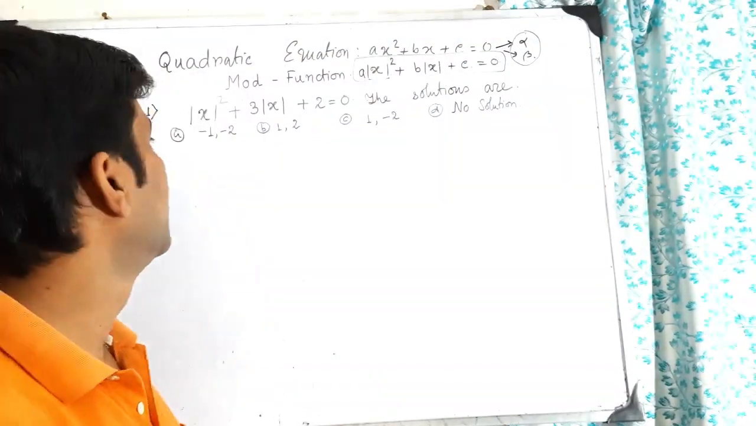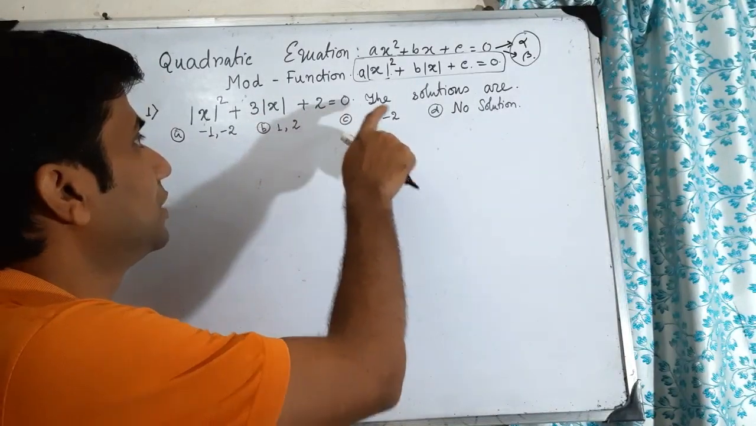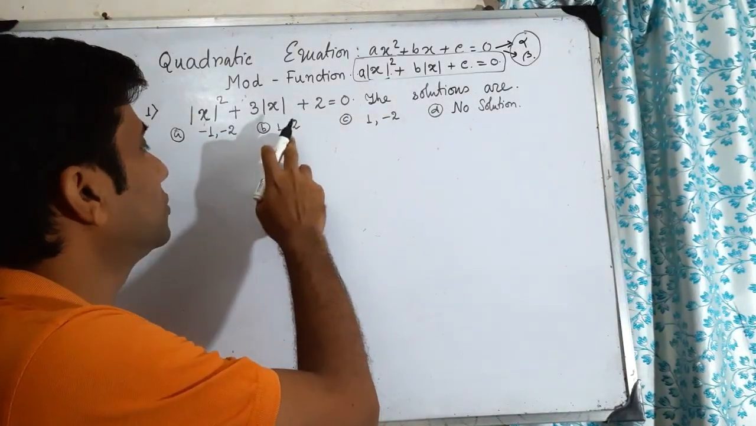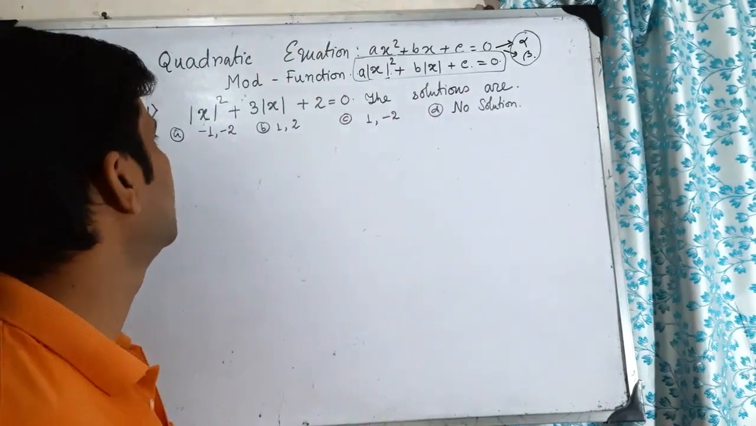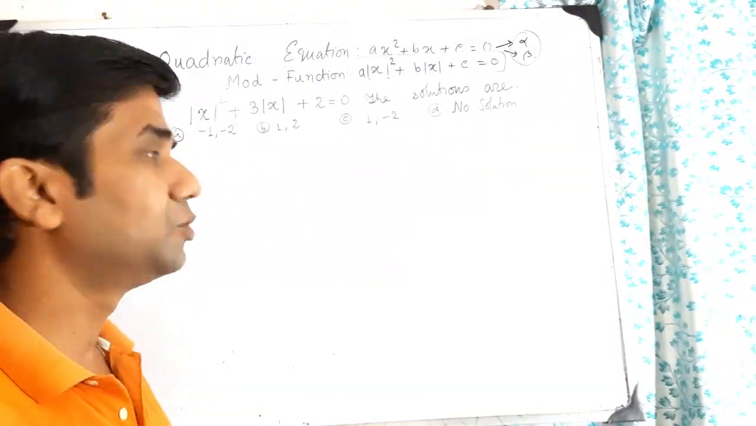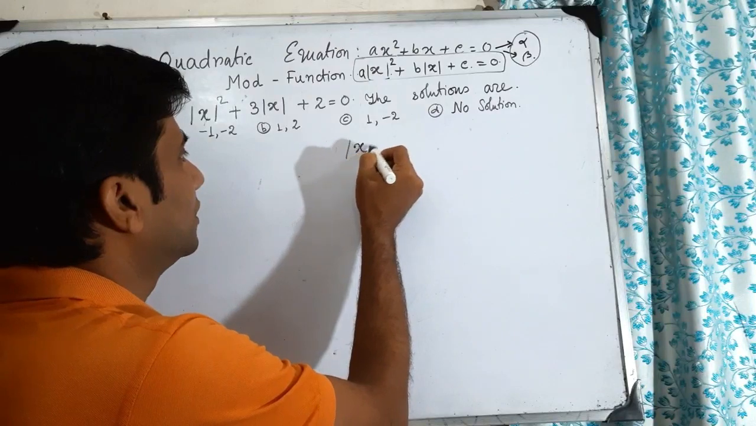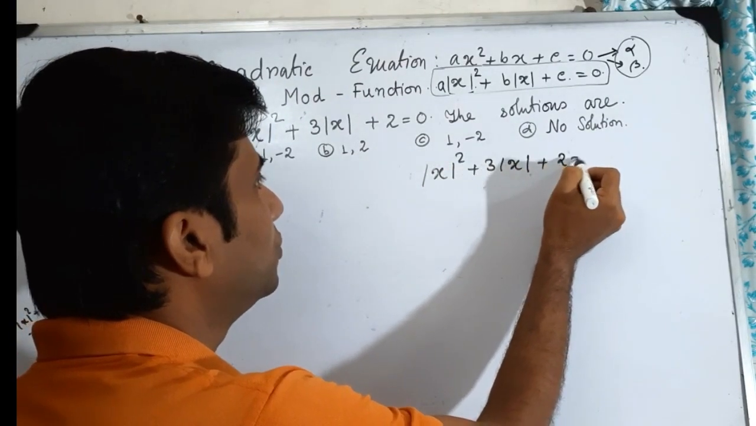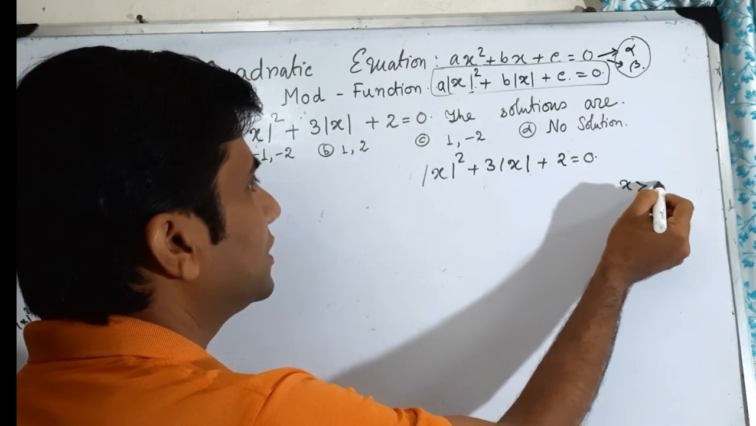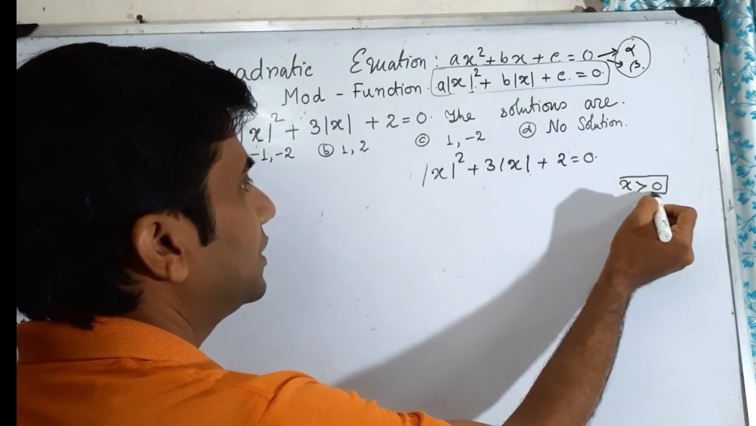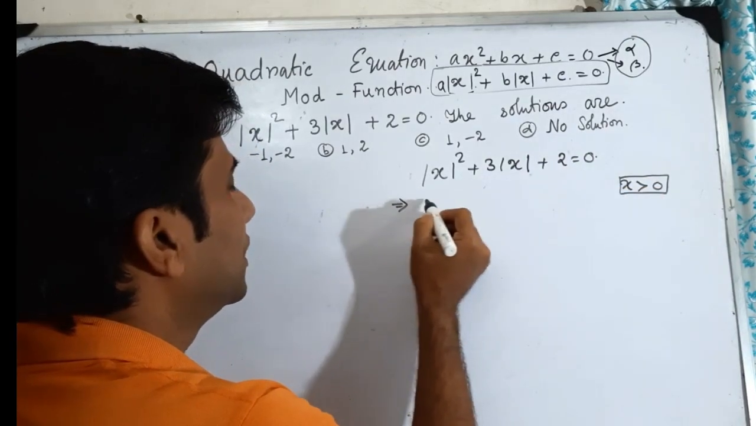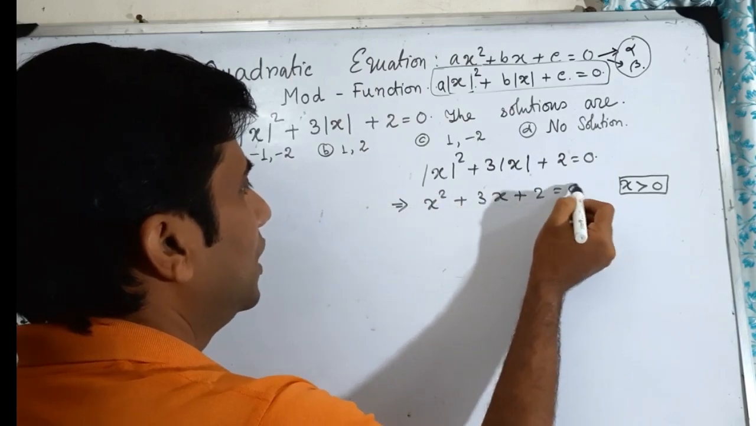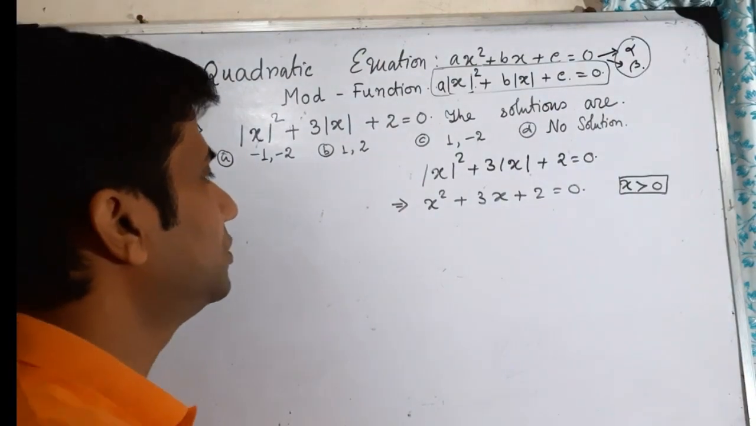Now this problem: mod x square plus 3 mod x plus 2 is equal to 0. The options for the solutions are: minus 1, minus 2; 1, 2; 1, minus 2; and no solution. Now what we have to do: mod x square plus 3 mod x plus 2 is equal to 0. If x is greater than 0, then it becomes x square plus 3x plus 2. What will be the solution?